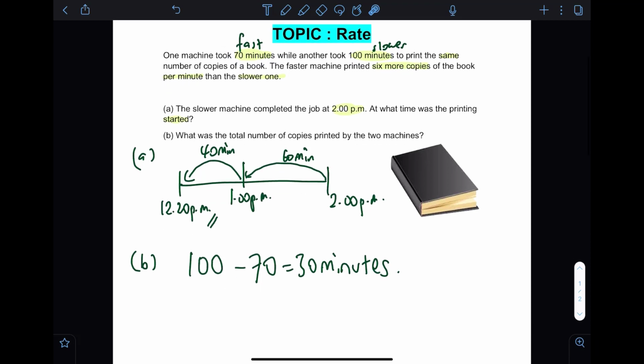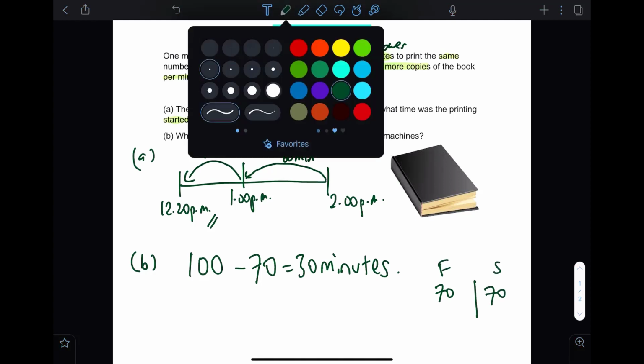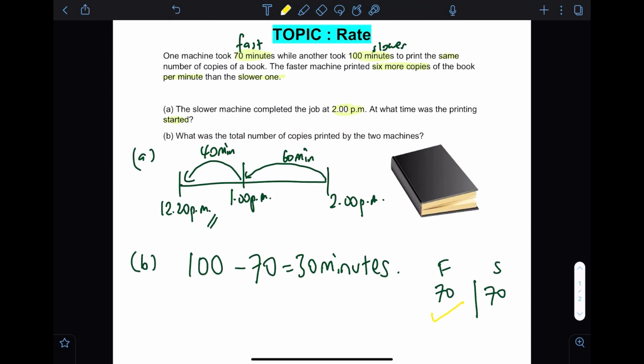It's because during the first 70 minutes, the fast machine completed the job. But the slower machine, if you give both of them 70 minutes, fast and slow, the fast machine can complete the job. Slow machine cannot. Why? Because in that 70 minutes, the faster machine is printing 6 more copies every single minute, which means in 70 minutes, it is able to print an extra 420 copies more compared to the slower machine.